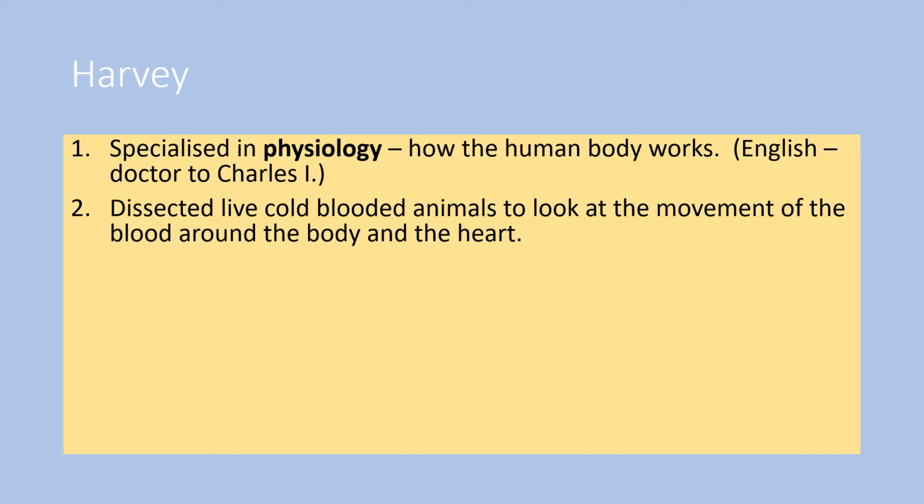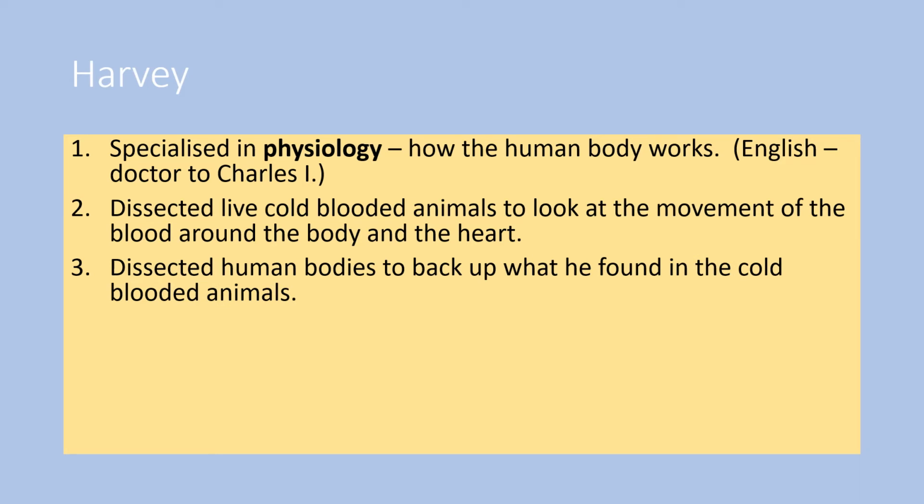Before he moves on to an actual human body though, one of the things that William Harvey does, he dissects live cold-blooded animals, so like a lizard or a newt or something like that. And he does that because he wants to be able to look at the movement of the blood around the body and how the heart moves as well. And he would use a cold-blooded animal for this because their circulatory systems operate a lot slower than a warm-blooded animal does. So he's able to really properly observe how it works. He then dissected human bodies to back up what he found in those cold-blooded animals.